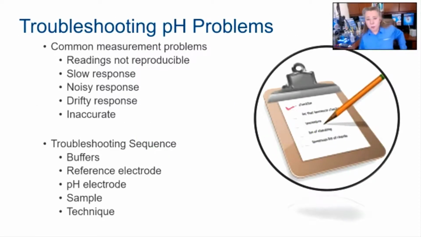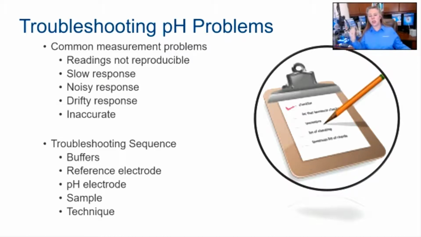So there's a troubleshooting sequence that happens when you're calibrating or measuring and trying to figure out where your problems are. The first is check the buffers that you used. Are they the right color? Are they within date? Do they bracket where your expected pH range is? Are they expired or not?